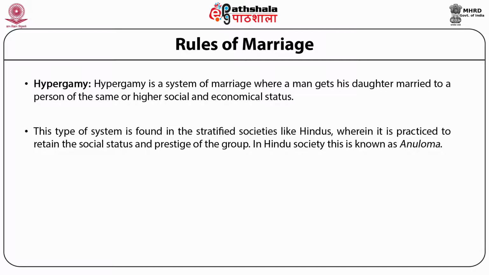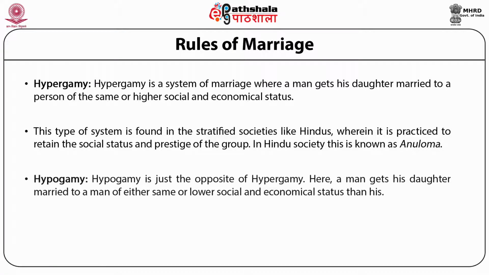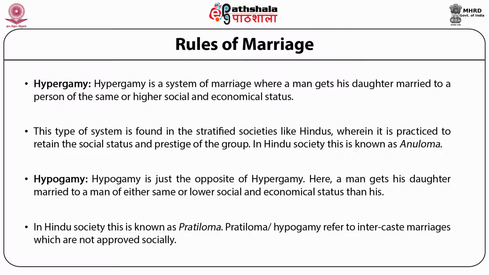Contrary to hypergamy, in hypogamy, a man gets his daughter married to a man of either the same or lower socio-economic status. This form of marriage in Hindu society is known as pratilom. Pratilom or hypogamy refers to intercaste marriage which is not approved socially.